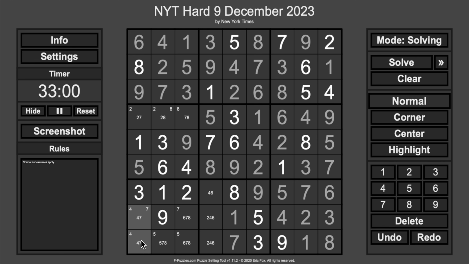Okay, that's a 4, 7 pair. So this turns into a 6, 8 pair. 6, 8, and 4, 7 tells me that has to be 5. That's the only thing that's left. 2 comes down here. 8. This isn't 8. That's not 7. 8 comes down here. 6, 8.